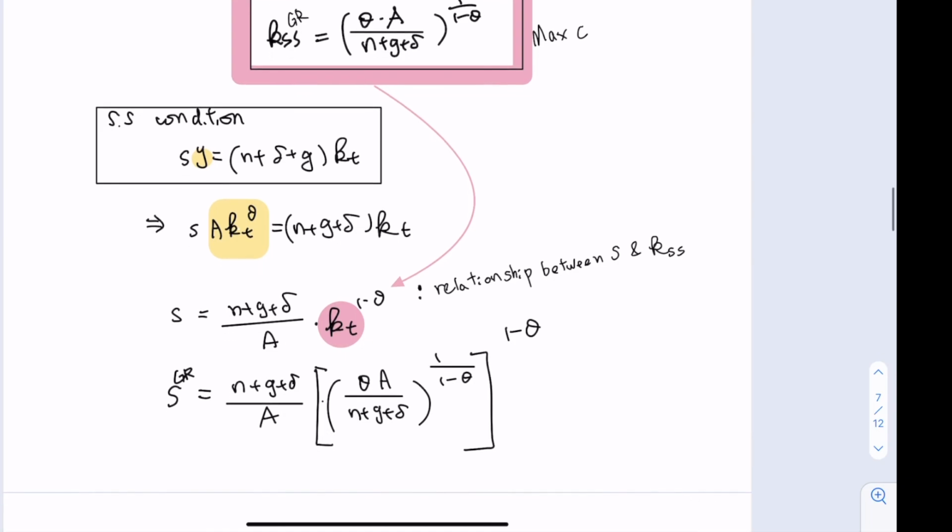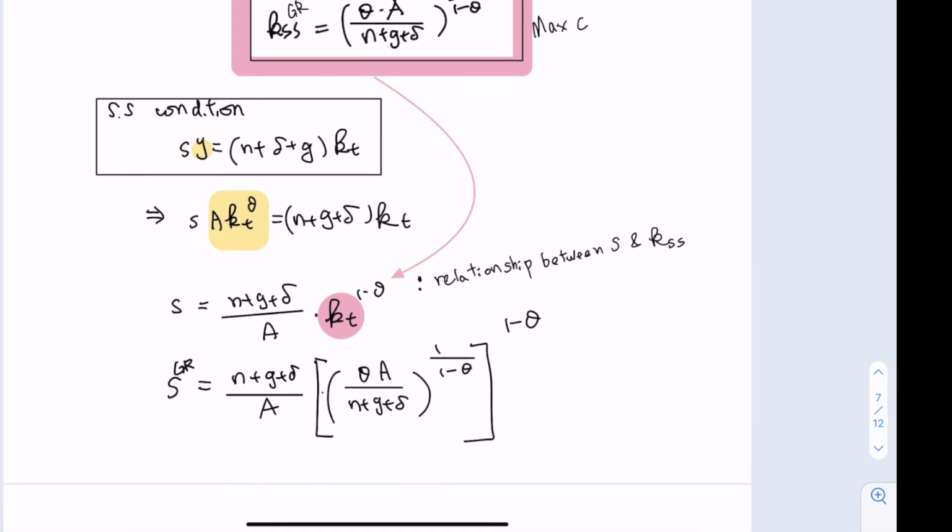And from this equation, we can cross out the A and the N plus G plus delta, and cancel out the 1 over 1 minus theta with the power of 1 minus theta. At the end, we get the golden rule saving rate that equals theta, which means that we can come up with the golden rule saving rate by solving the equation that maximizes the consumption by choosing the K, and then plugging this K into the steady state condition, and then we have the golden rule saving rate.